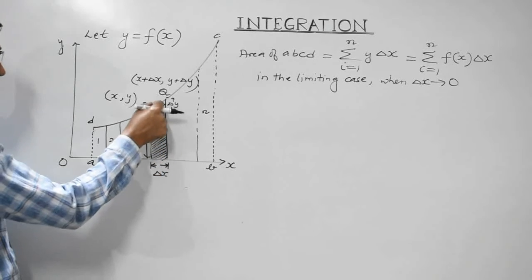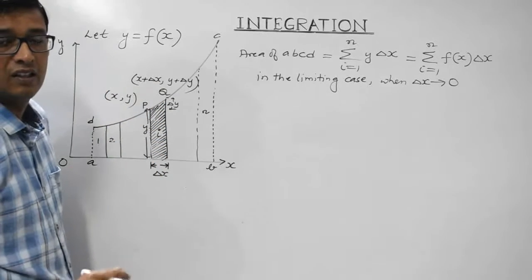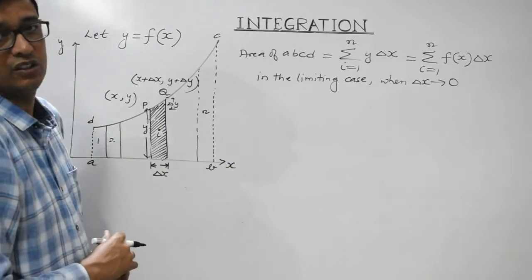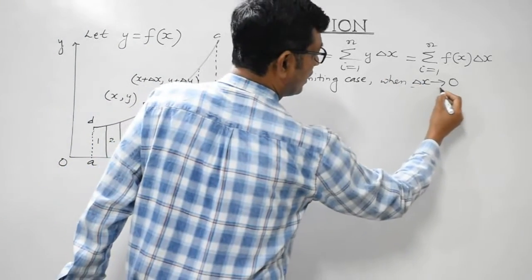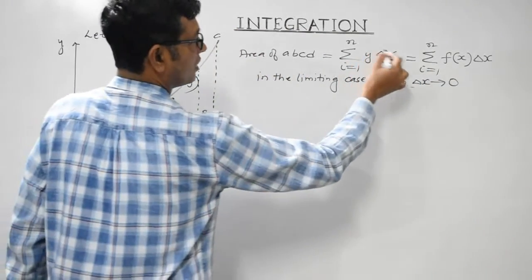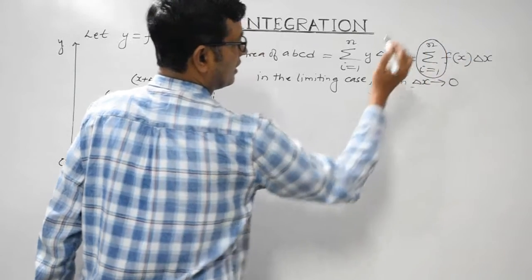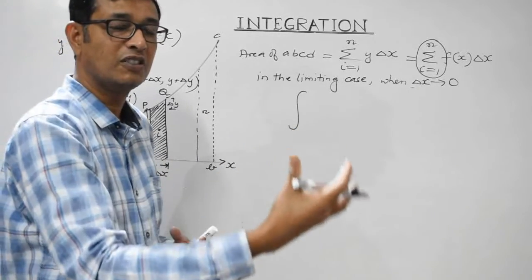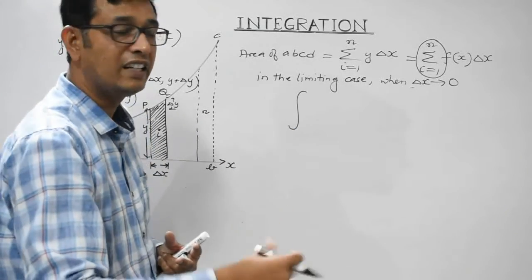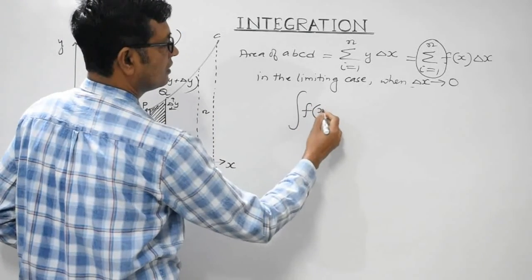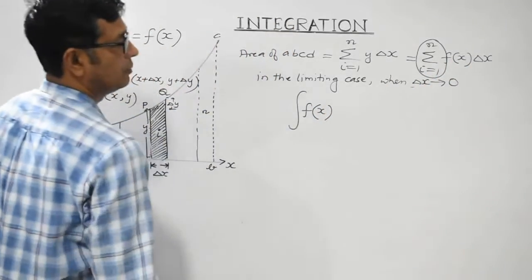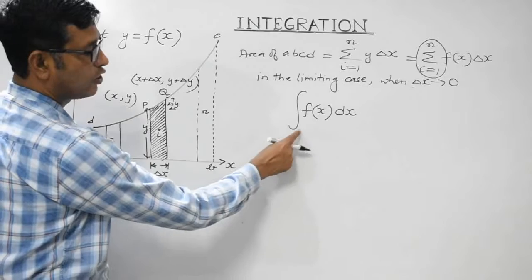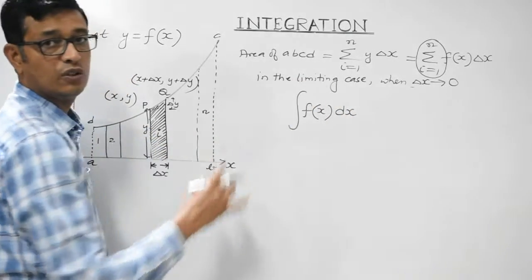In that case, the length of the rectangular strip, which we have considered to be y, will be logical and justified only when del x approaches 0. And in the limiting case, when del x approaches 0, this summation gets changed to this form. This is actually the expanded version of summation, which is known as integration, and it is written as f(x) dx; in the limiting case, del x is written as dx. So this is, students, integration of f(x) with respect to x.